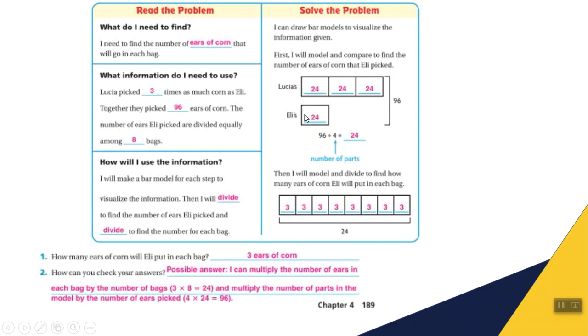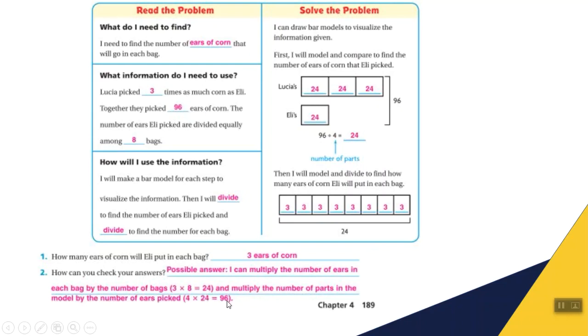24 for Eli. Eli just gets 1 square. So if Eli gets 1 square, 4 squares represent how many of it? If I want to find the total, if I have 4 squares, I need to multiply 4 times 24. In total, I'll get 96. I found the first number. I found the number of ears of corn in total.